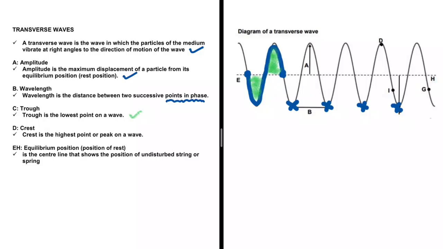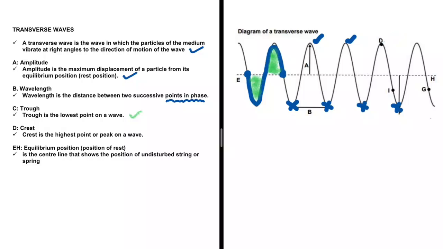And then D, we have what we call crest. Crest is the opposite of a trough. It's the highest point or peak on a wave. So if we're saying that these are our troughs, then where are our crests? This is a crest, this point is a crest, and this point is a crest. It's the highest point or peak on a wave.